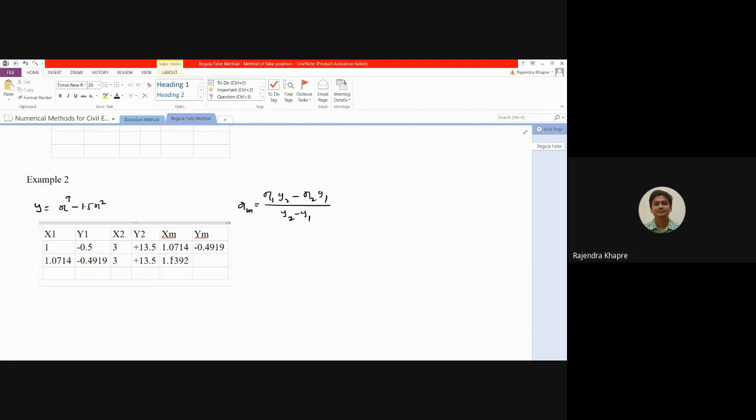Okay, how about this one? इसमें बेटा ज़्यादा iterations आएंगे because in the bisection method we got lucky.